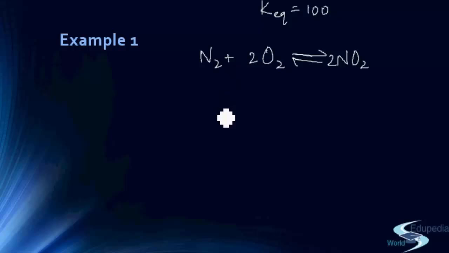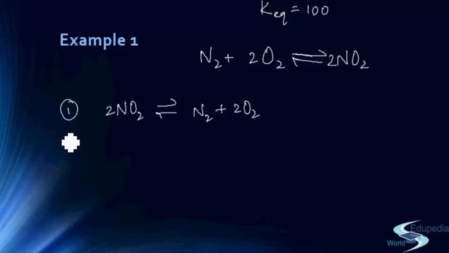Now you can be asked a simple one marker question, and even for JEE Mains you can have a simple straightforward objective question. What is the equilibrium constant for the reversed reaction? So this can be the first question. See, what is happening is you have basically reversed your reaction. Initially the reactants were N2 and O2, now they have become products, and the product NO2 has now become the reactant.